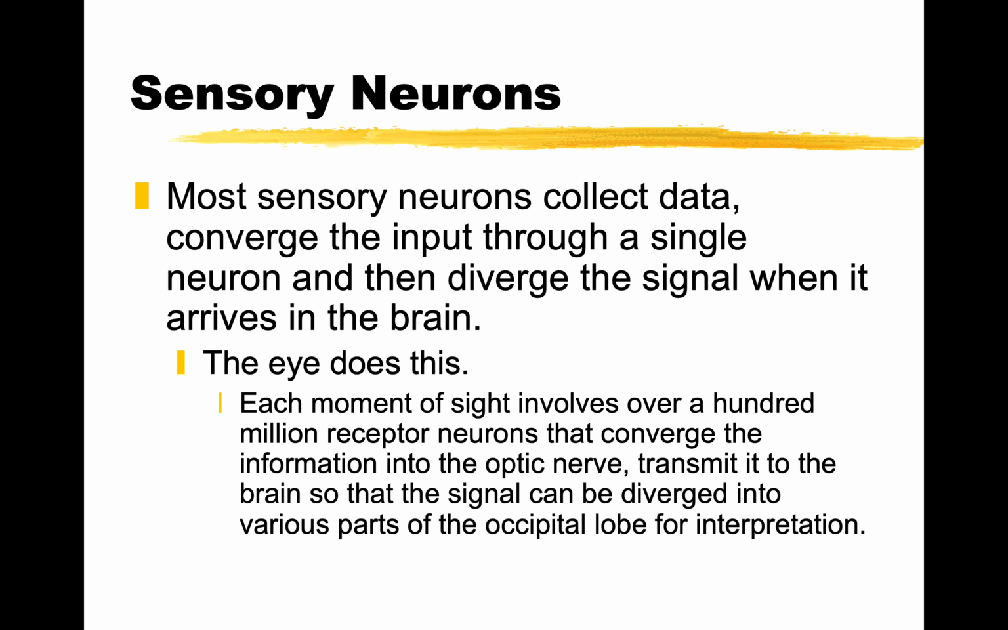Most sensory neurons collect data, converge the input through a single neuron, and then diverge the signal when it arrives in the brain. The eye does this. Each moment of sight involves over 100 million receptor neurons that converge the information into the optic nerve. It transmits it to the brain so that the signal can be diverged into various parts of the occipital lobe for interpretation. And that's what's going on. If you're looking at your computer right now, you're getting these hundreds of millions of signals on a continual basis, and that is telling you what you're looking at.